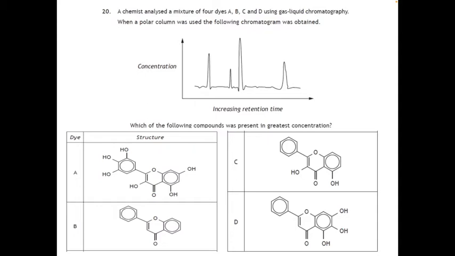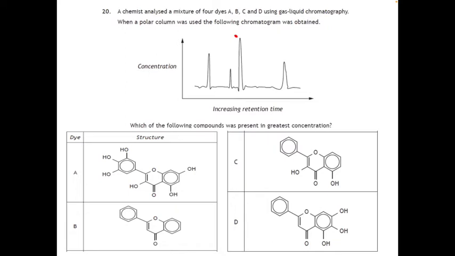Okay, so a chemist analysed a mixture of 4 dyes, A, B, C and D using gas liquid chromatography. When a polar column was used, the following chromatogram was obtained. So you're going to want something that is going to be... which one was present in greatest concentration. So the one that I would say was in greatest concentration would be this one here.